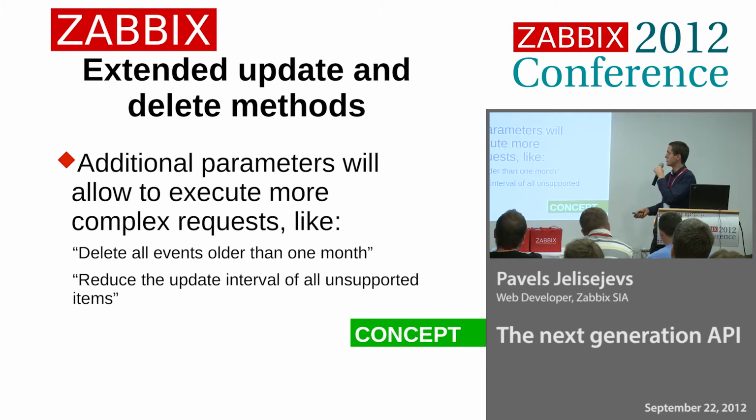We're also planning to extend the update and delete methods. So currently you can't really perform complex delete or update methods. You need to first retrieve all of the objects you're planning to modify and then pass them back. This is kind of redundant and not elegant. We would like to be able to perform more complex requests like deleting all old events or reducing an update interval for all unsupported items. This will make writing applications much easier and the code shorter and simpler.